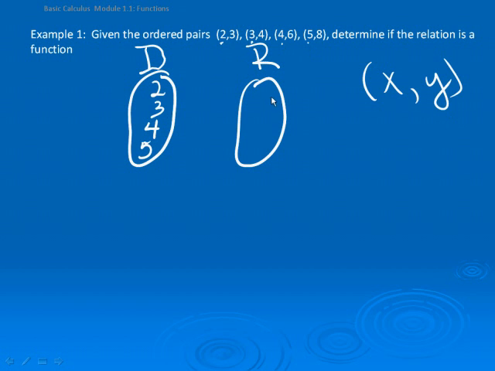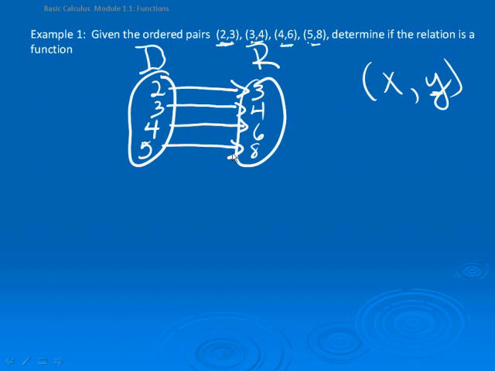Okay, and our range is the second number in each ordered pair. So the first one is 3, second one is 4, next one is 6, and the last one is 8. Notice that in each ordered pair, 2 is mapped with 3. Notice that 3 is mapped with 4. Notice that 4 is mapped with 6. And notice that 5 is mapped with 8.